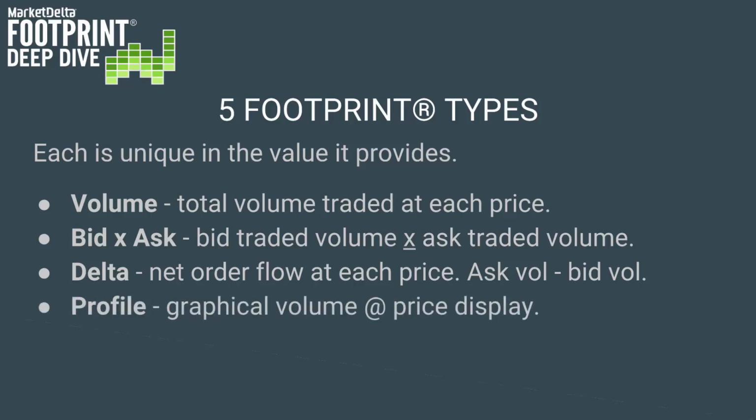Profile. This is the profile footprint. This is nice. This one doesn't have any numbers. It's a graphical display, a graphical volume at price display. It also uses the delta: whatever the delta is at each price, it will color code or shade the background of this vertical volume histogram. So it's a very nice display because you get to see volume plus order flow in a visual manner.